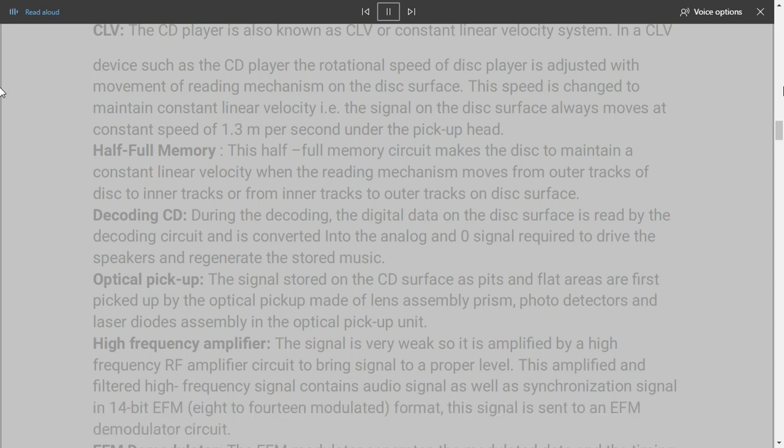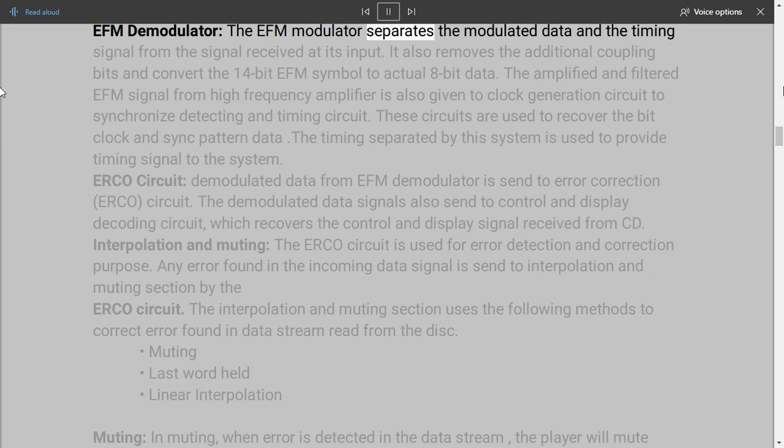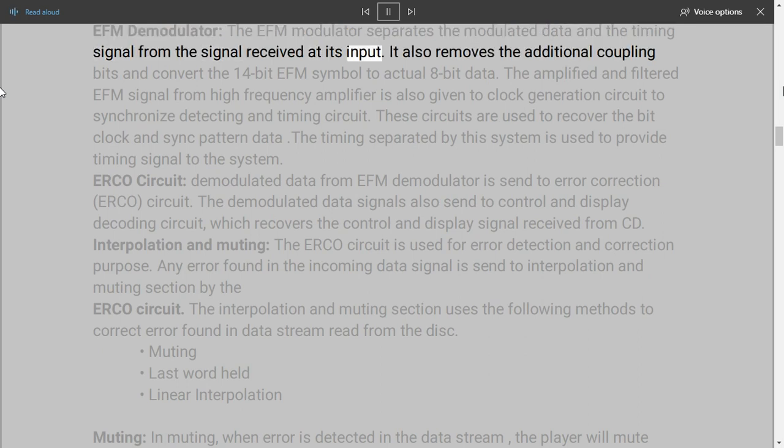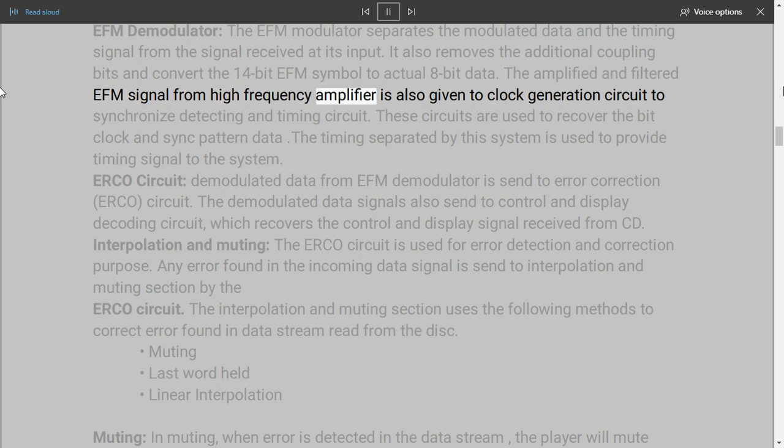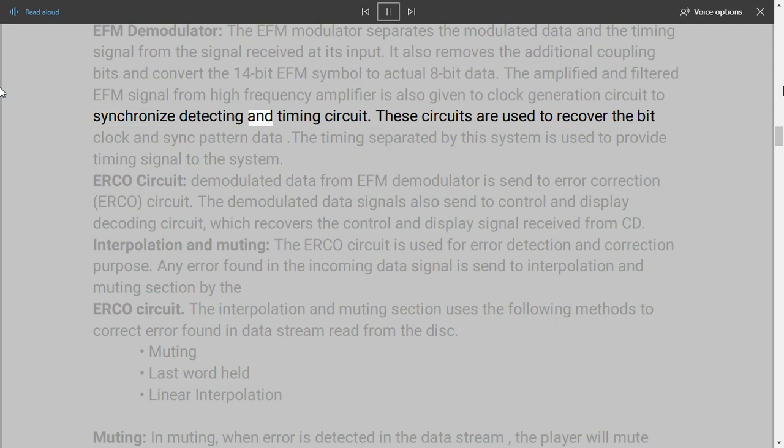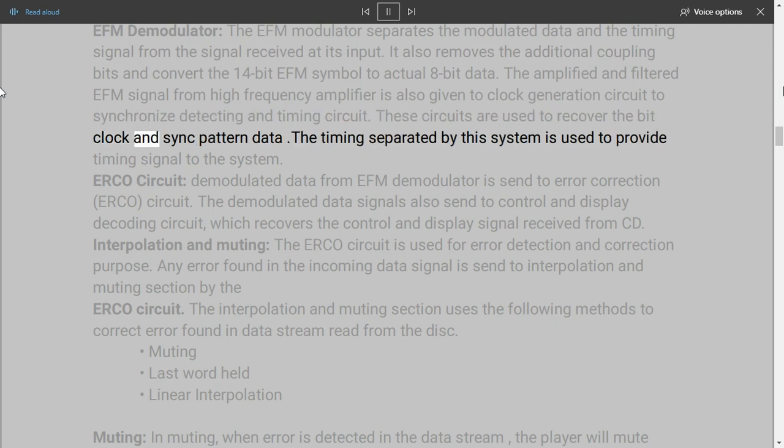EFM demodulator. The EFM demodulator separates the modulated data and the timing signal from the signal received at its input. It also removes the additional coupling bits and converts the 14-bit EFM symbol to actual 8-bit data. The amplified and filtered EFM signal from the high-frequency amplifier is also given to the clock generation circuit to synchronize detecting and timing circuit. These circuits are used to recover the bit clock and sync pattern data. The timing separated by this system is used to provide timing signal to the system.